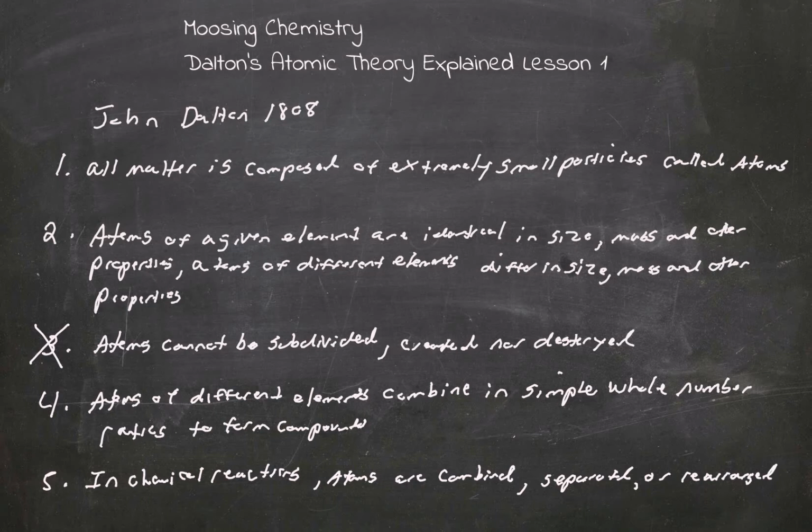For example, sodium plus chlorine yields sodium chloride. So we put a 2 there and a 2 there to balance it. So when atoms are combined, they make completely new substances. Let's erase that real quickly.